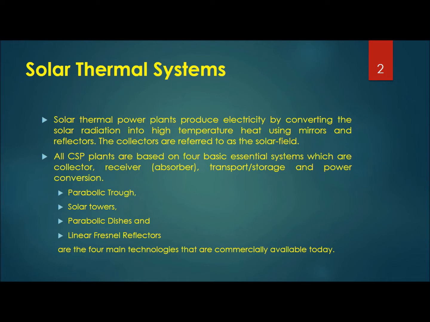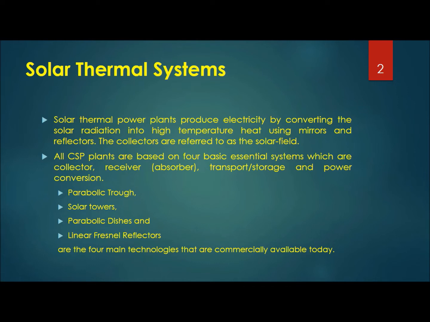Solar thermal systems. Solar thermal power plants produce electricity by converting the solar radiation into high temperature heat using mirrors and reflectors. The collectors are referred to as the solar field. This energy is used to heat a working fluid and produce steam. Steam is then used to rotate a turbine or power an engine to drive a generator and produce electricity.